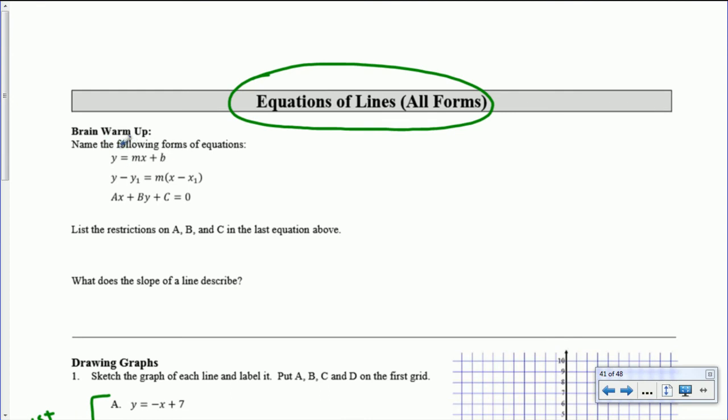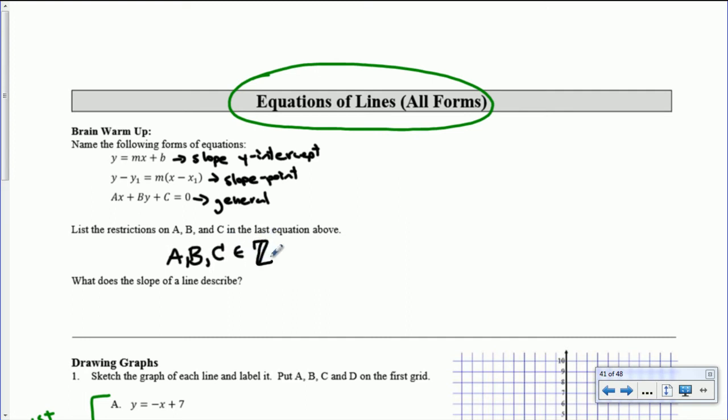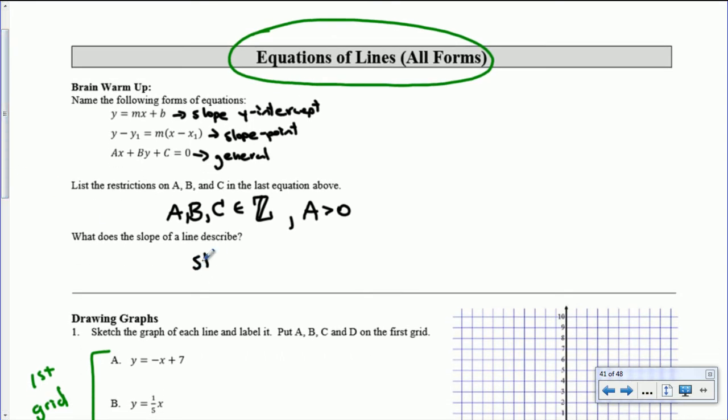Okay, so name the following forms of the equations. This is slope y-intercept form. This is slope point form. And this is general form. The restrictions on capital A, capital B, and capital C are that they need to be integers, and also A needs to be greater than 0. The slope of a line describes the steepness.